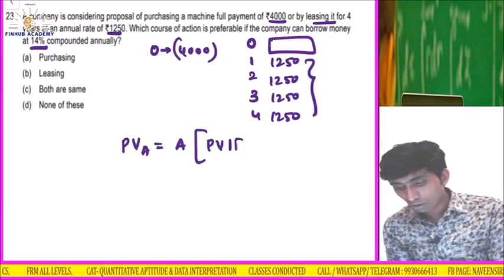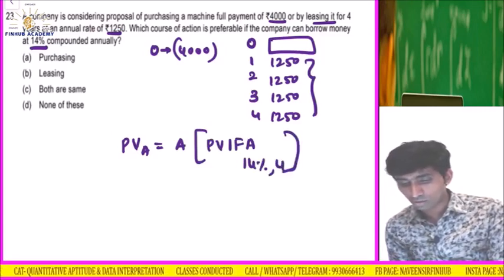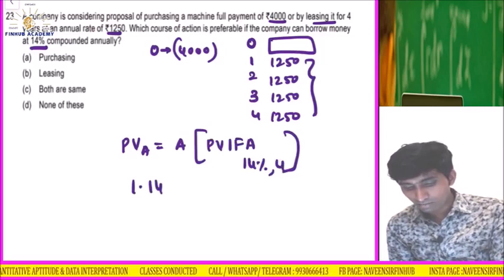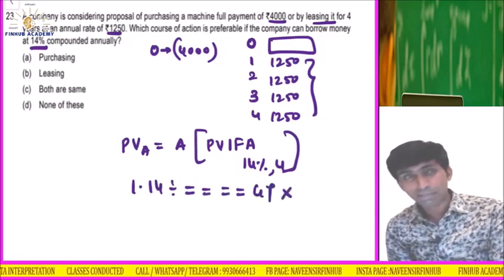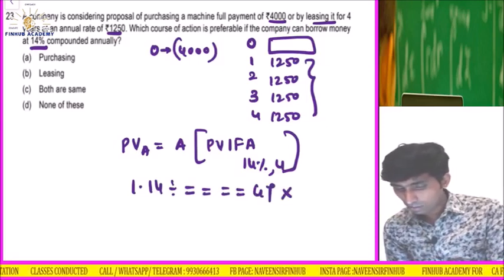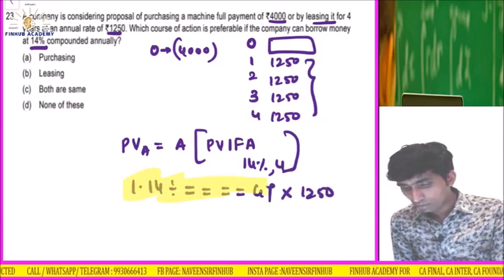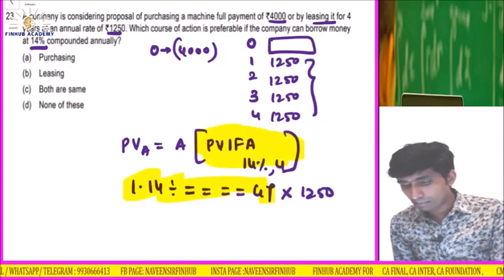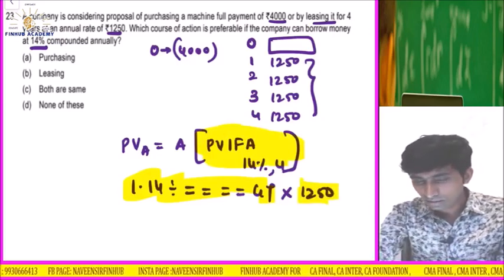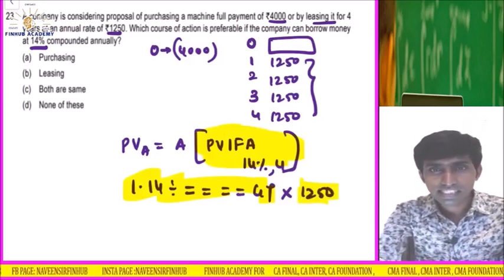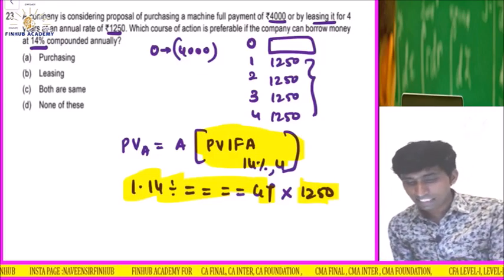We know how to calculate the PVIFA factor. That is at 14%, comma, how many installments? 4. So 1.14 divide equals 4 times. Then GT, multiplied by what? Multiplied by 1250, that is A. This part of the calculator will give you this part, and then multiply by A. So let's check. 1.14 divide 1, 2, 3, 4, then GT, and that should be multiplied by 1250. So the answer is what? 3642.